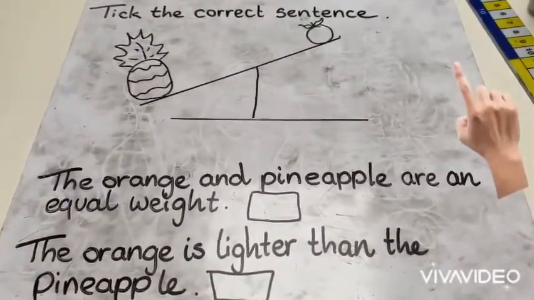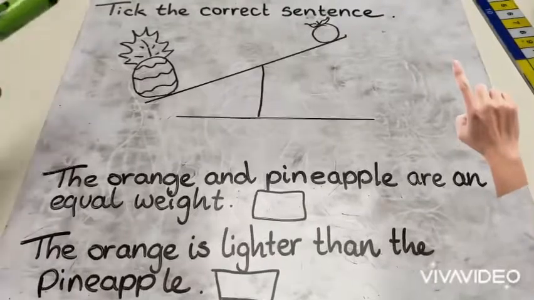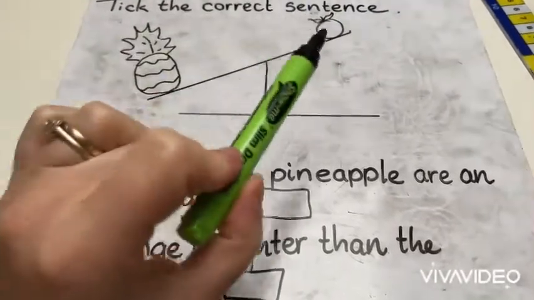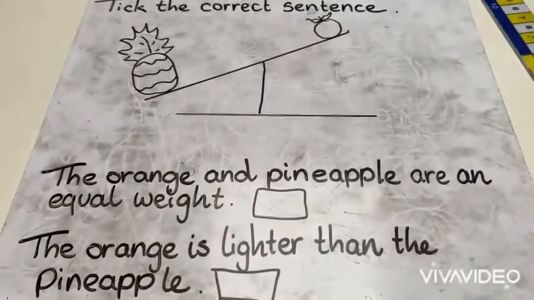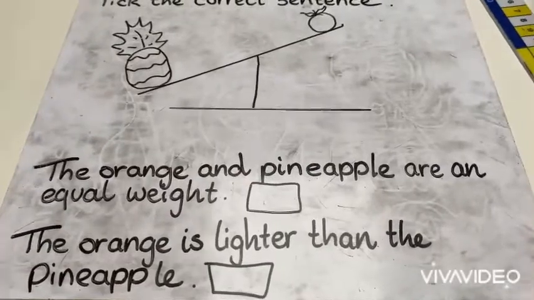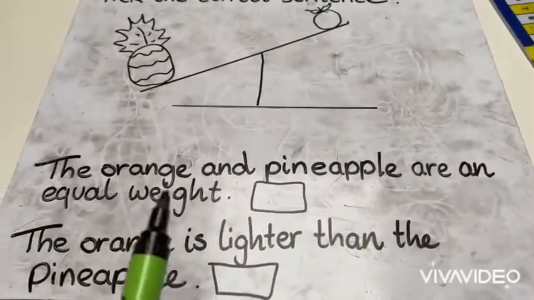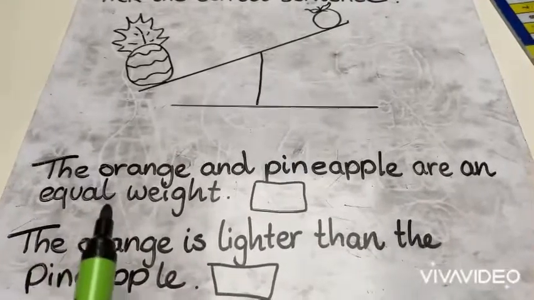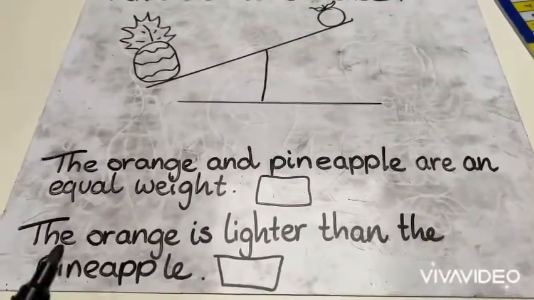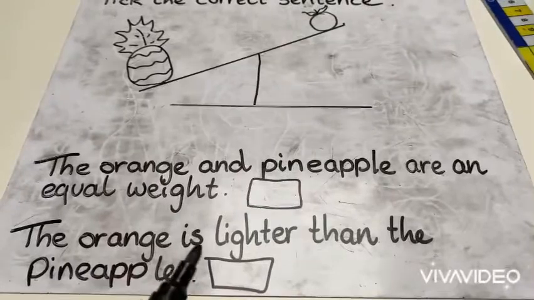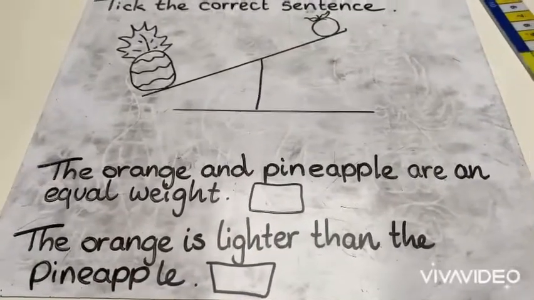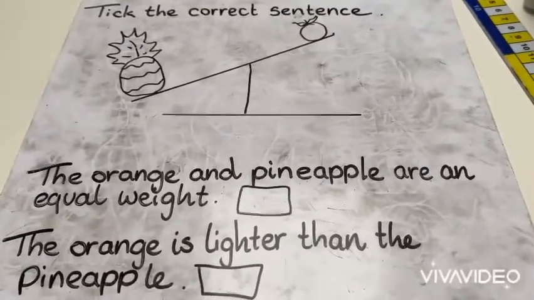Tick the correct sentence. So we have a pineapple and an orange. Our first sentence, the orange and pineapple are an equal weight, which means they are the same weight. Our next sentence, the orange is lighter than the pineapple. What do you think?